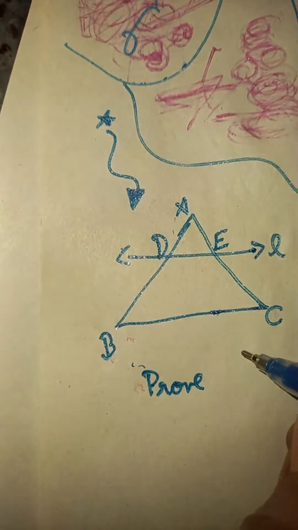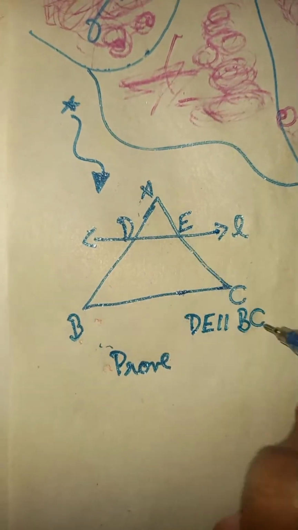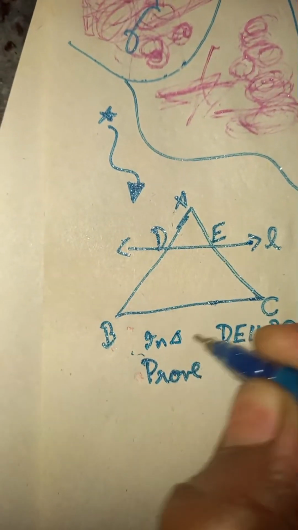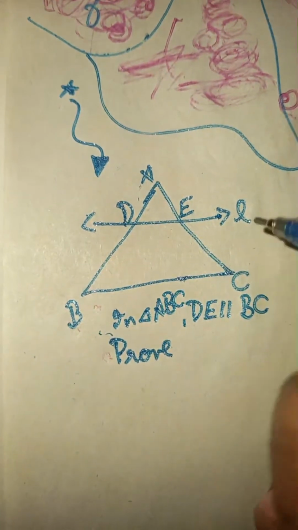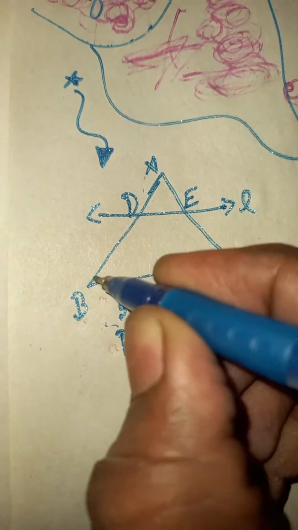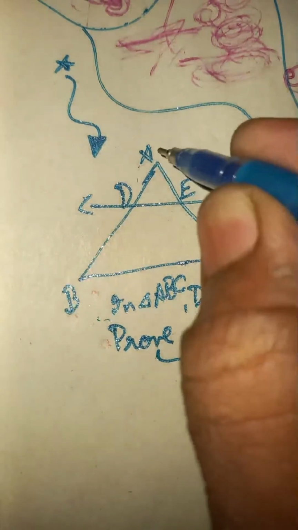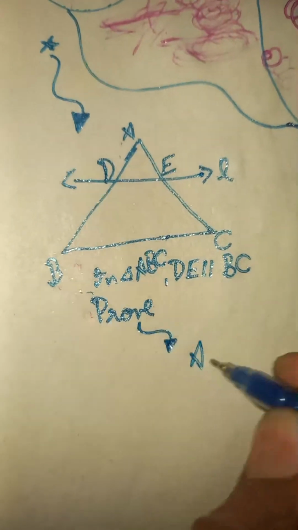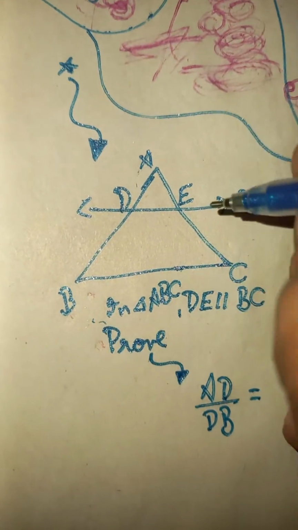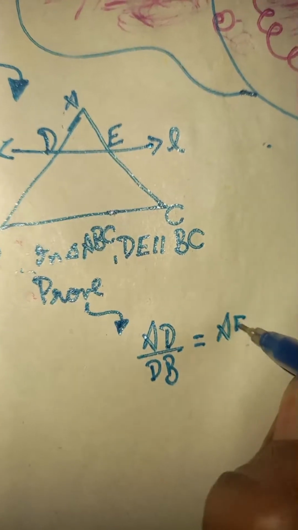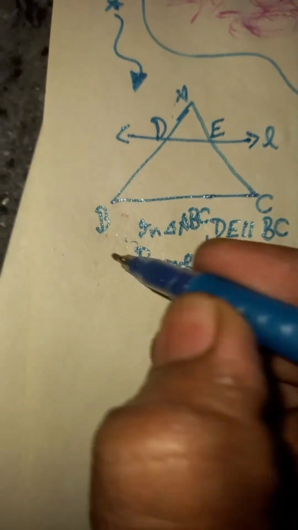They have given DE is parallel to BC in triangle ABC. You need to prove that AD by DB is equal to AE by EC. Now, how to prove this one?